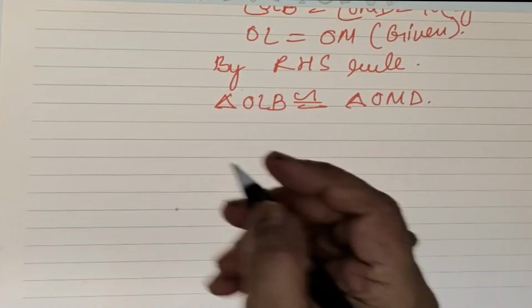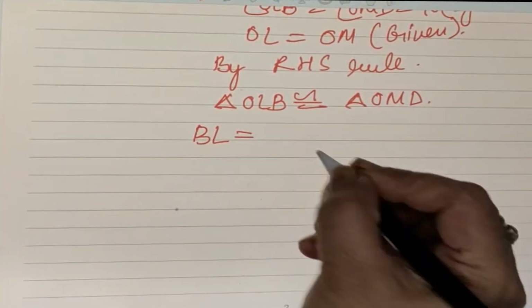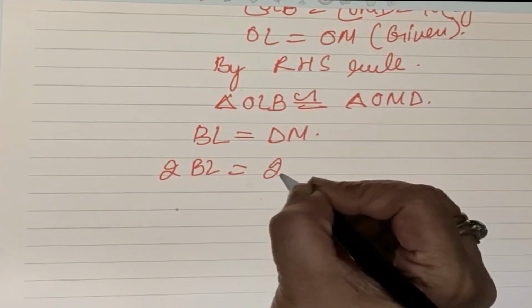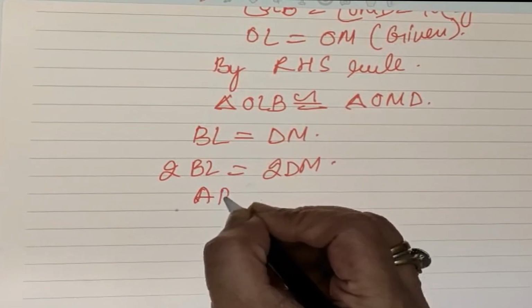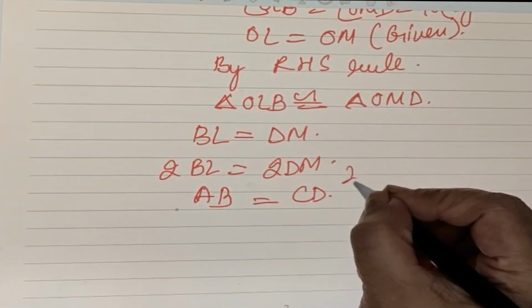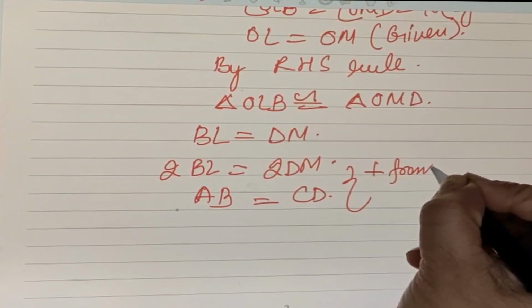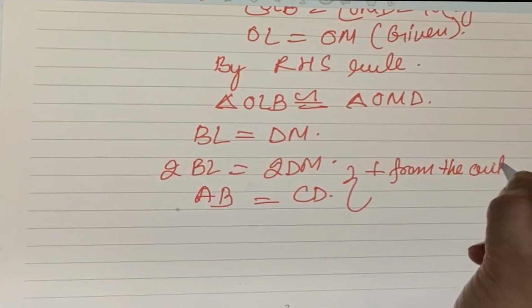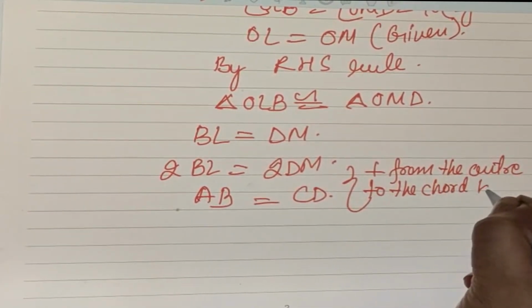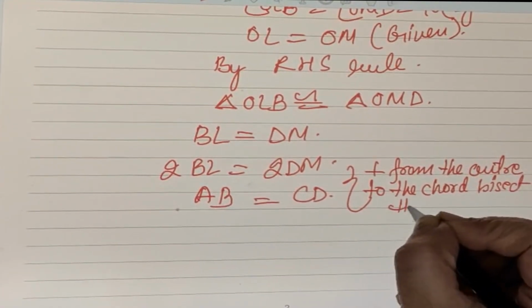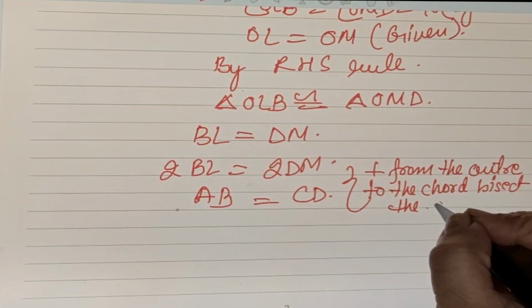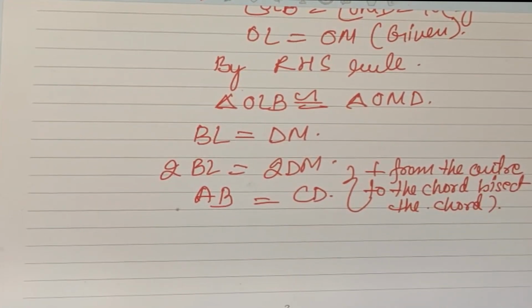When I am making triangles congruent, that means BL is equal to DM. I will multiply with 2. Why? Same reason, that perpendicular from the center to the chord bisects the chord. So I am writing again, perpendicular from the center to the chord bisects the chord. That means if half is equal, twice of that is also equal. Any doubt, children? Understood everyone?